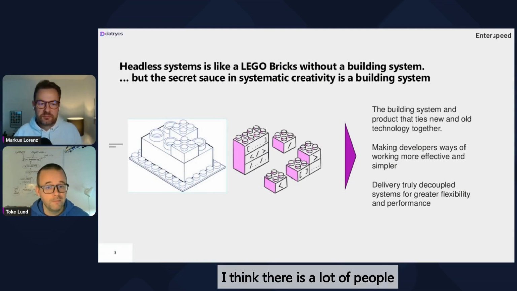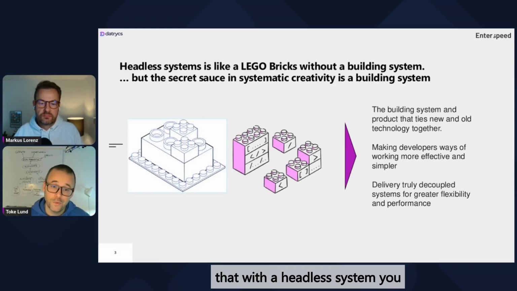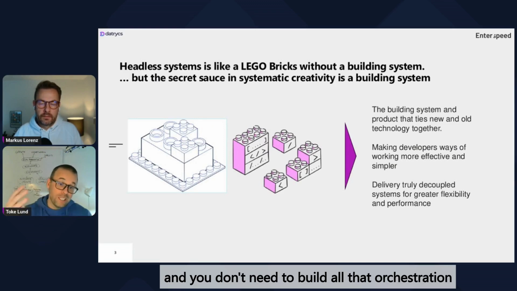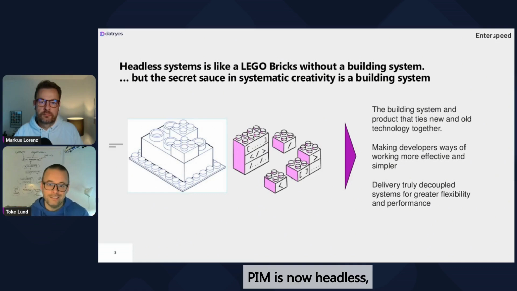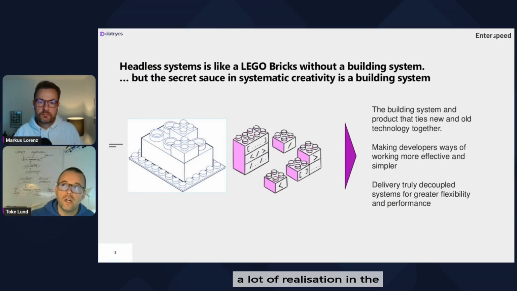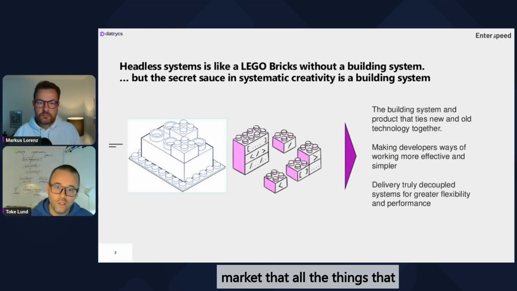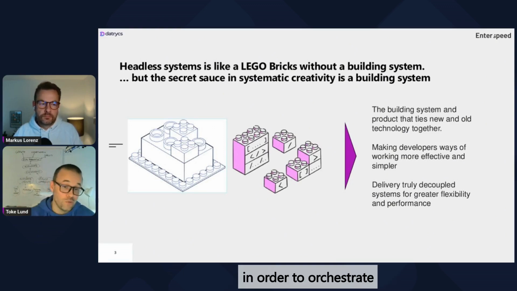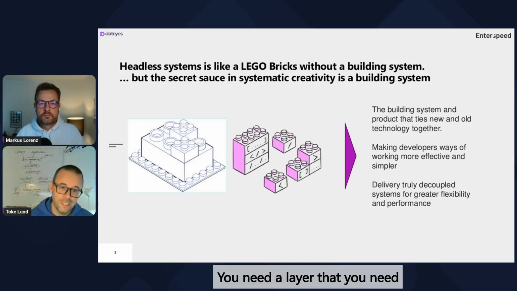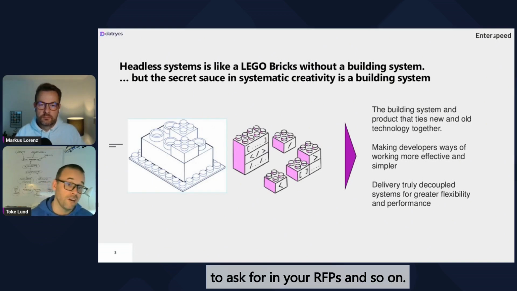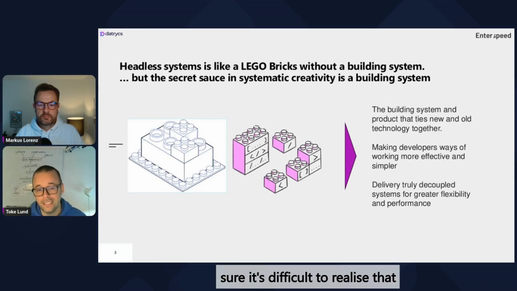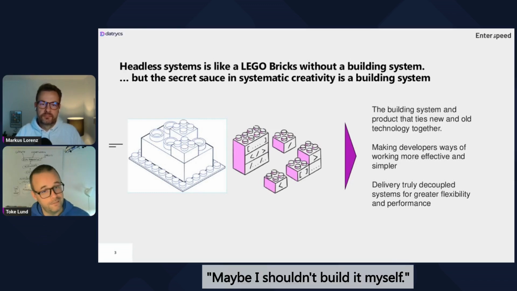I think there are a lot of people starting to realize that with a headless system, you need a different setup. You need a different way of working. And you don't need to build all that orchestration, because the PIM is now headless, the CMS is headless, the commerce is headless. So I still believe there is a lot of realization coming in the market that all the things you're doing custom today in order to orchestrate these many things, you don't have to do. You have to do something different. You need a layer that you need to ask for in your RFPs and so on. But it takes some time, and for sure it's difficult to realize that maybe I shouldn't build it myself.